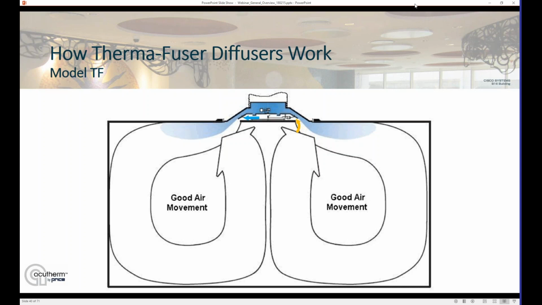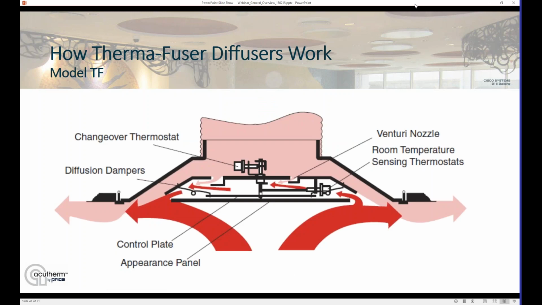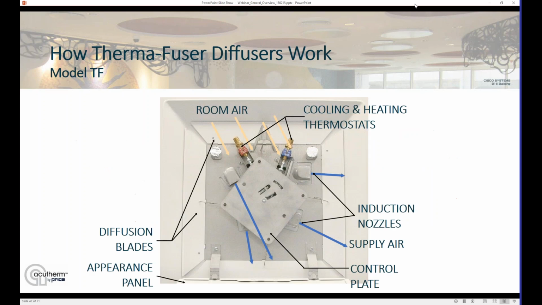So a very good average temperature for the space coming up into the diffuser. A cutaway of the diffuser showing those Venturi nozzles blowing that supply air toward the left-hand side of this photo, drawing the room air up and over the thermostats on the right-hand side. So getting a very good measurement of room air temperature at those thermostats. Those thermostats then, depending on which one's in control, if we're in the cooling mode, the one in blue is in control. Heating mode, the one in red is in control.